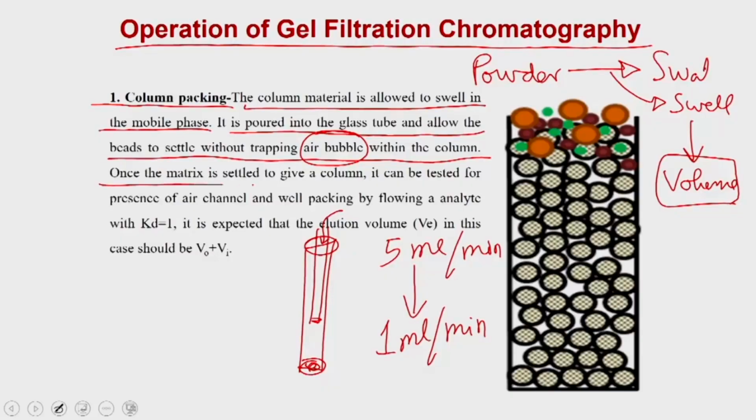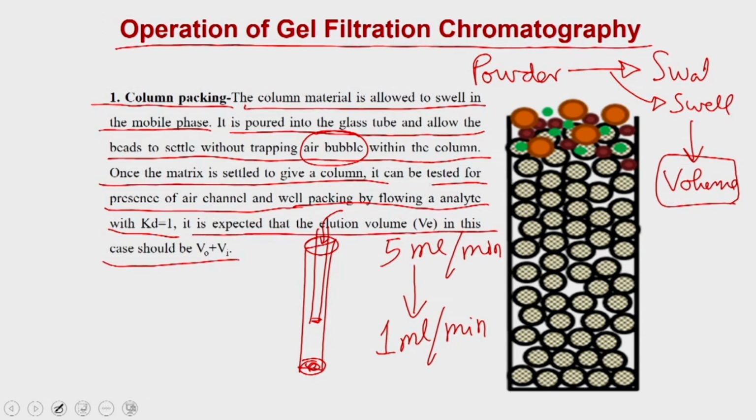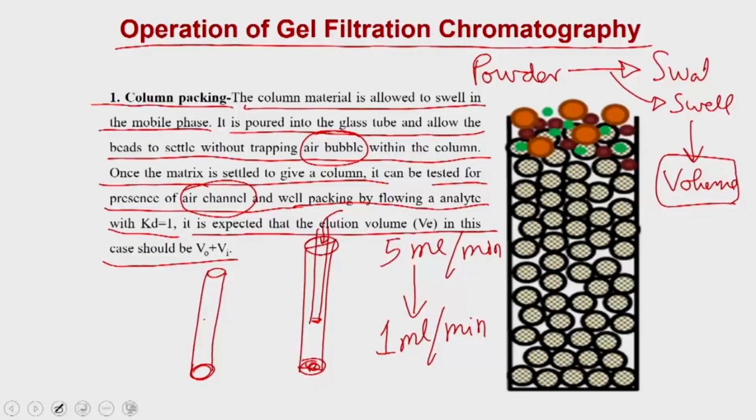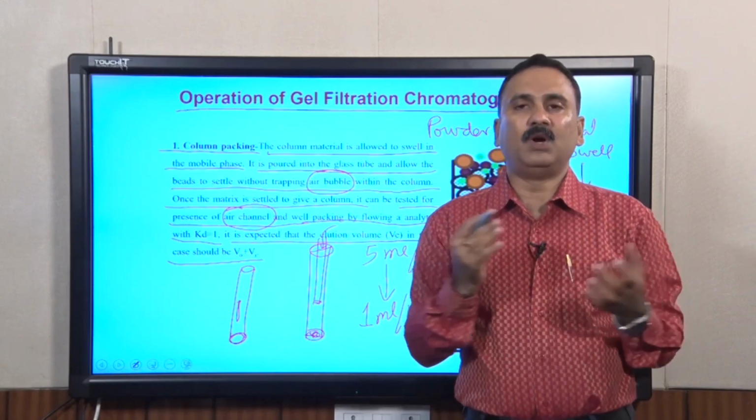Now, once the matrix is settled down to give a column, it can be tested for the presence of air channels and good packing by flowing an analyte with Kd equal to 1. It is expected that the elution volume in this case should be Vo equal to Vi. So, apart from the air bubble, you also have another problem of air channels. What is meant by air channel is, suppose you have packed a column with a continuous layer of beads from bottom to top, and in between some layer you have a channel of air. So, how is the channel of air going to disturb the overall purification?